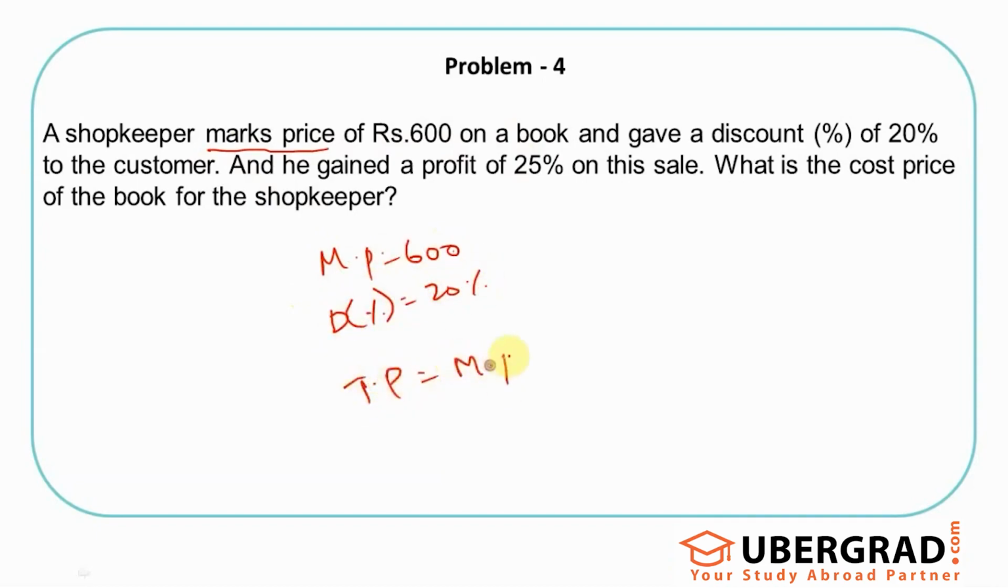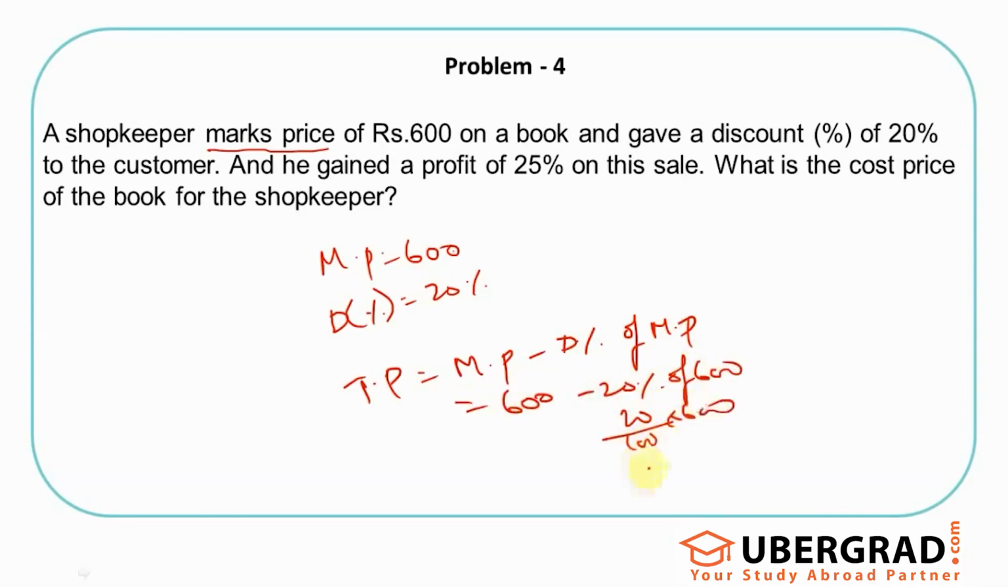Mark price minus discount percentage of mark price. That's 600 minus 20% of 600. I do 20 by 100 into 600, that's going to give me 120. 20 into 6 is 120, 600 minus 120 is 480. That's 480 rupees. That's the price at which the transaction is happening. That means that's the selling price for the shopkeeper, because the shopkeeper is selling the product at 480 rupees after giving the discount.